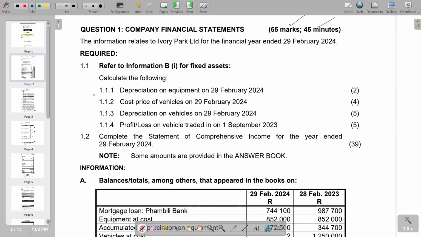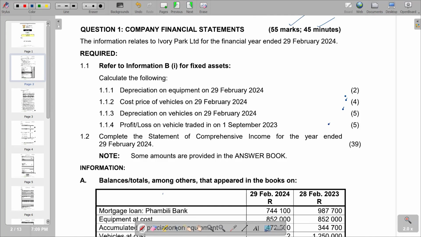So the question: the information relates to Ivory Park Limited for the year ended 29th February 2024. Of the required parts we are given, the first leads us to calculate depreciation on equipment on 29th February 2024 for 2 marks, and also the cost price of vehicles on 29th February 2024 for 4 marks, depreciation on vehicles on 29th February 2024 for 5 marks. And lastly, we have the profit or loss on the vehicle traded in on 1 September 2023.